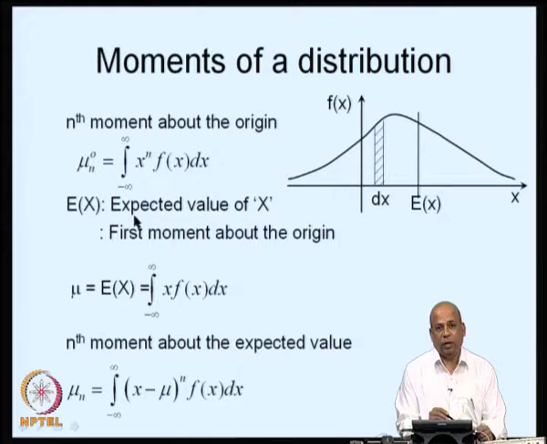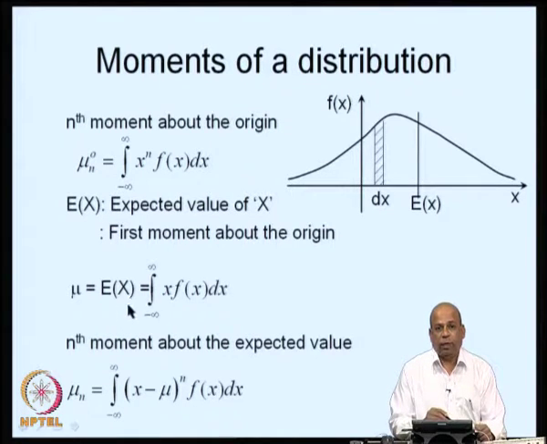The first moment is called the expected value of x, and by putting n is equal to 1 here, we get expected value of x is equal to integral minus infinity to plus infinity x f of x dx. So, here we have put n is equal to 1. This is also denoted by mu, and mean and expected value are one and the same. So, we call it the mean of the distribution, mean of the random variable, I am sorry.